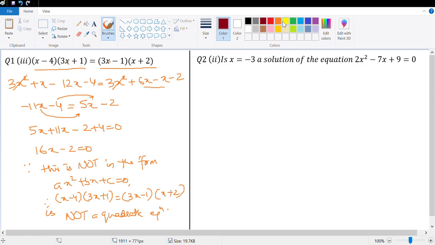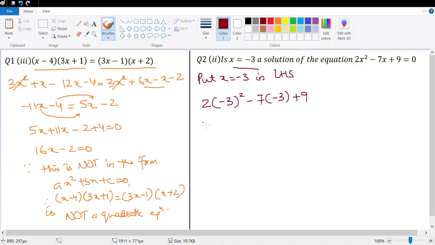Question 2, part 1. It says, is x is equal to negative 3... not part 1, part 2, sorry. Is x is equal to negative 3 a solution of the equation 2x squared minus 7x plus 9 is equal to 0? So if it is a solution, then left hand side should match with right hand side. So put x is equal to negative 3 in left hand side. So this is 2 times negative 3 whole square minus 7 times negative 3 plus 9.